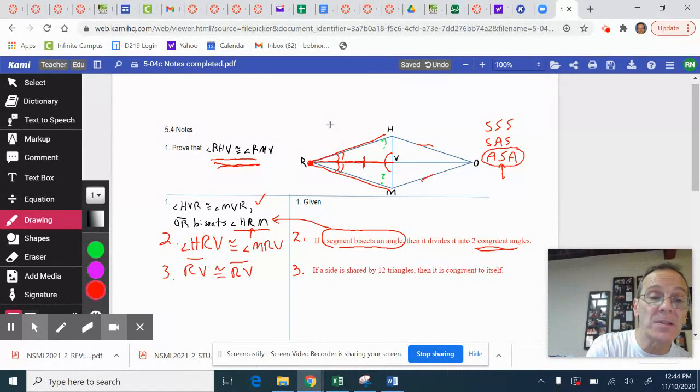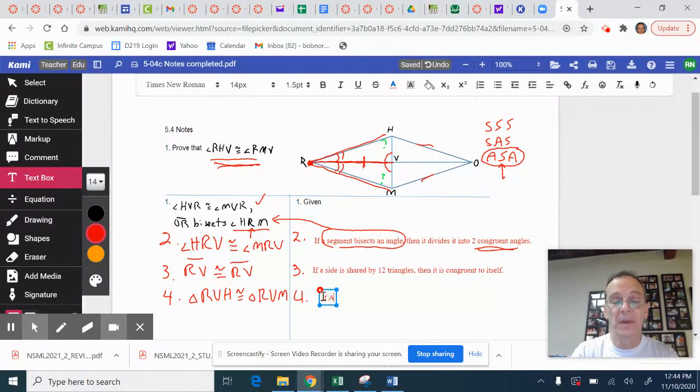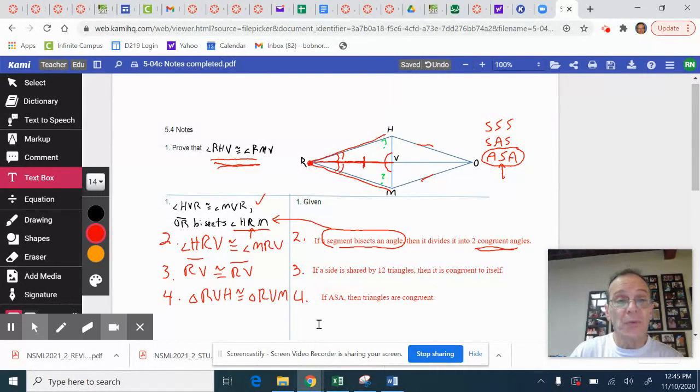And now we can say that triangle RVH is congruent to triangle RVM. Okay, and the reason we would give here is if ASA, then triangles are congruent. All right. Now we haven't finished the proof yet, because the proof asks us to explain why angle RHV, the green question mark angle here, is congruent to that one.